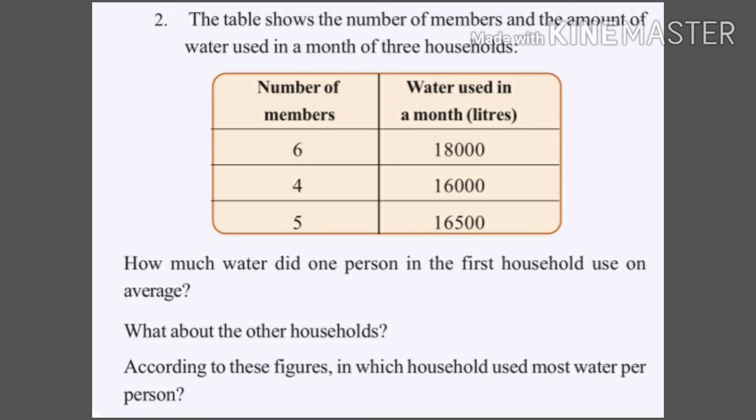Second question, what about the other households? In the same way, we have to find how many liters of water are used by a single person of the second household and third household. According to these figures, we have to find which household uses the most water per person. Let's see how.